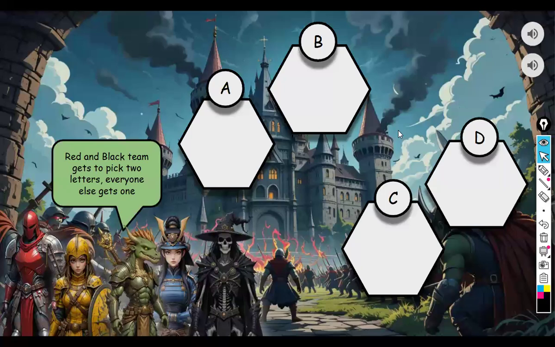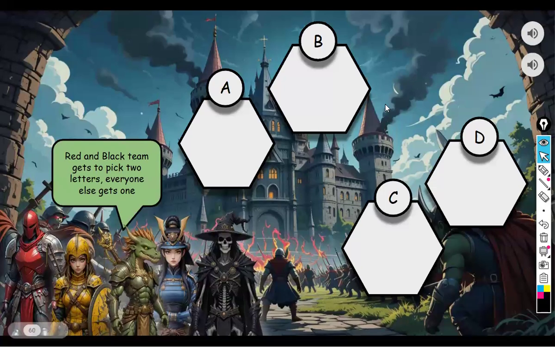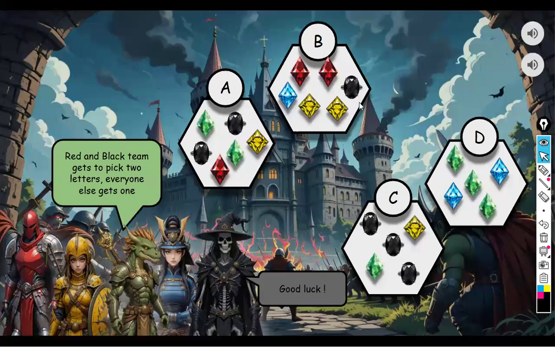All right, so let's see what's going on here with this one. So when we get the music going here, oh, it has some preference to the red and black. Some favoritism here. So the red and black teams, you get to choose 2 letters. Unfortunately, yellow, green, and blue, you only get to choose 1 letter. Let me know your choice on the chat, guys. Right, so A, B, and C.